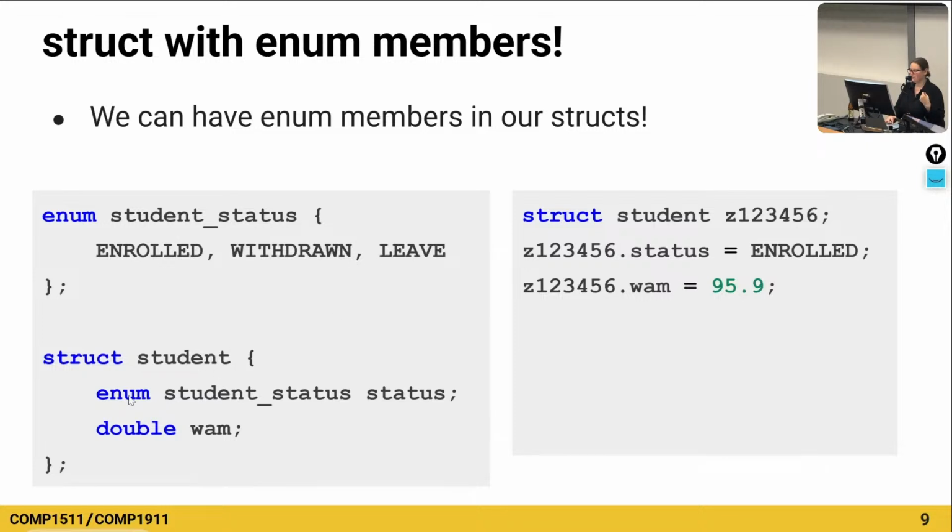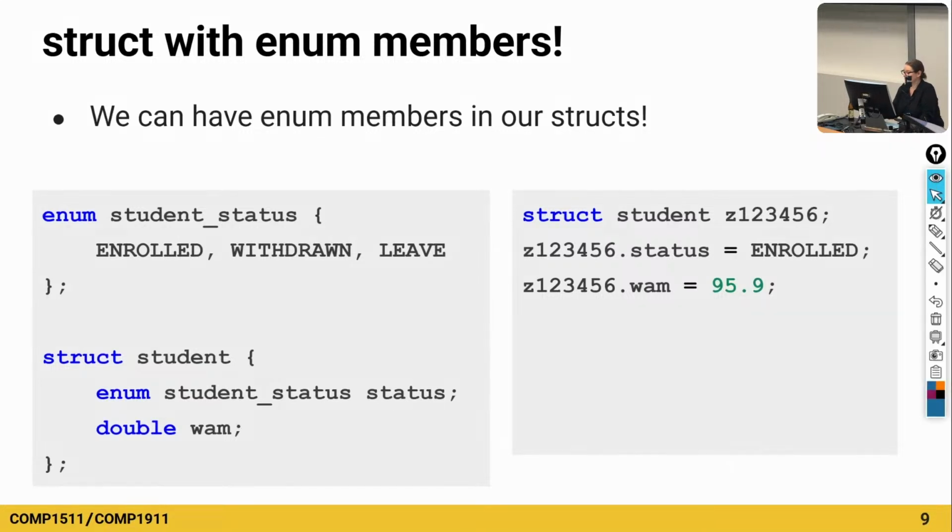I just made this up. And in student, we can store a status and a WAM. And we can just do everything as normal like we would do with any kind of type we have. I can declare my struct student. I've got my variable name. I can go and set the field inside, in this case to be enrolled, and for the WAM to be 95.9. All right? So I can have members inside my structs that are enums, and they're just treated like any other type, right? Any questions about this so far?